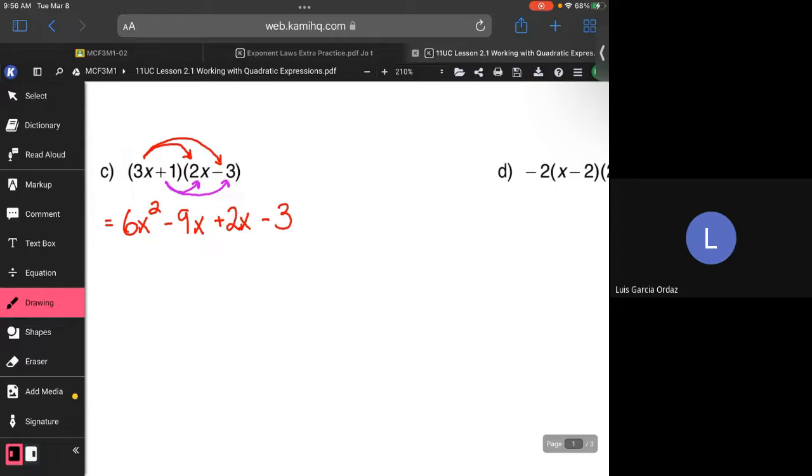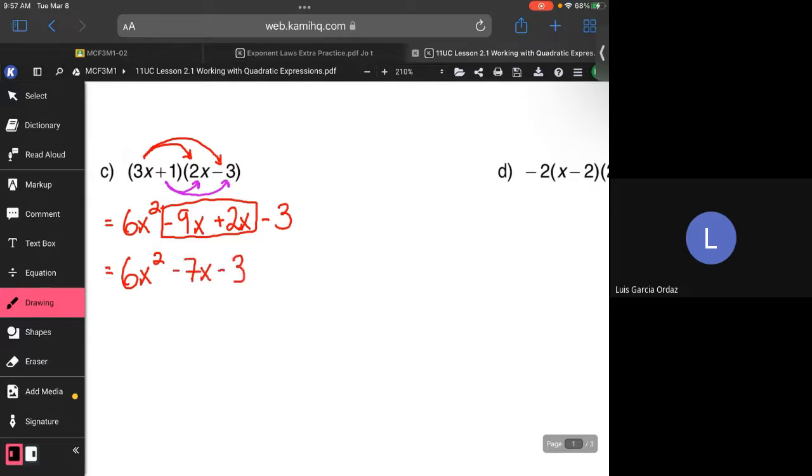So now what is my only pair of like terms? Cynthia? Negative 9. Yep, so what does that simplify to? Positive or negative, Omer? Nope, look at the 9. What's in front of the 9? So it's going to be negative 7x.